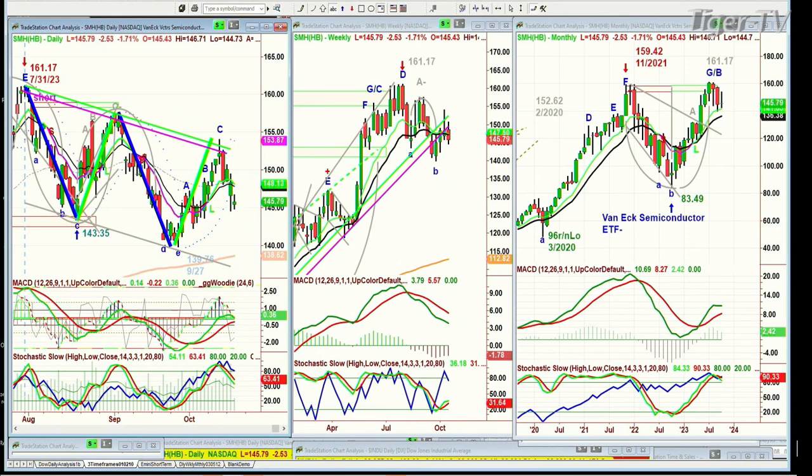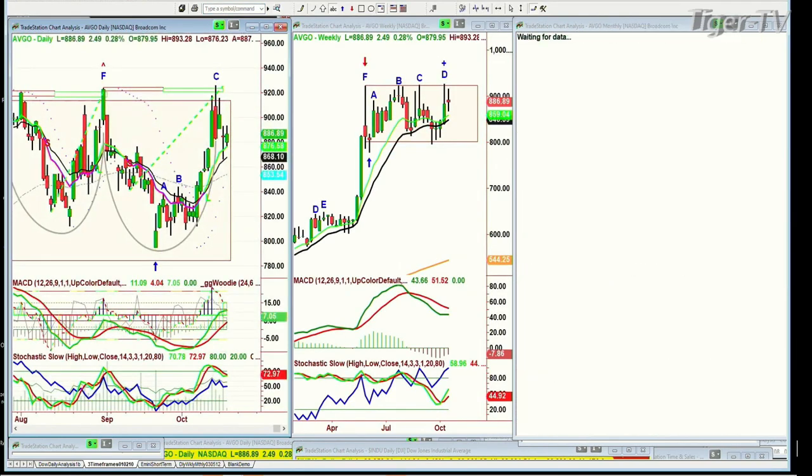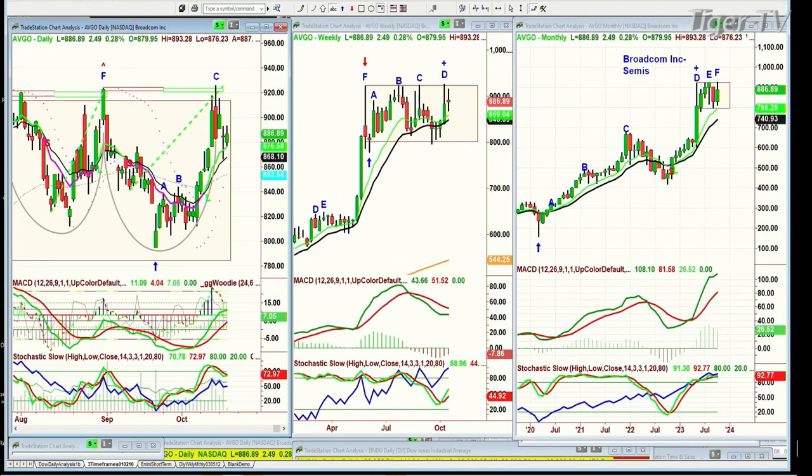Now let's put that together with AVGO. Here we go. I always have to remember what the symbol is. I remember symbols very well, but Broadcom was easy, BRCM. Now Broadcom is the owner of Avago. It's been quite a while. Look at this rectangle formation.